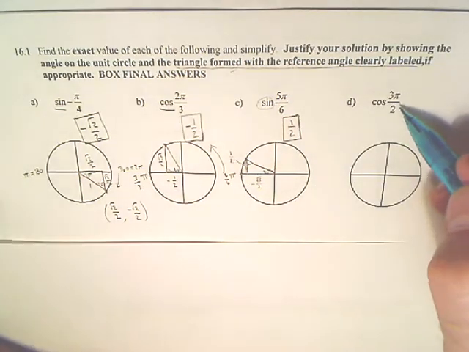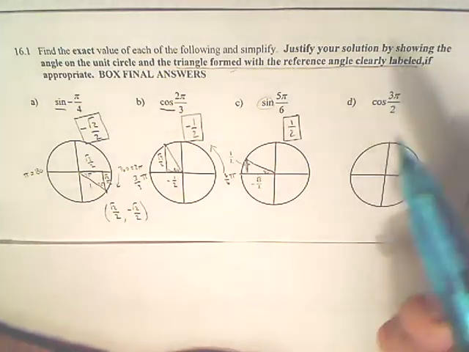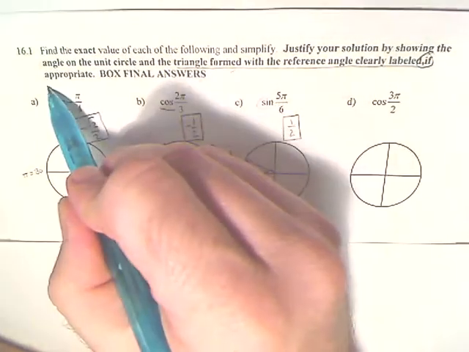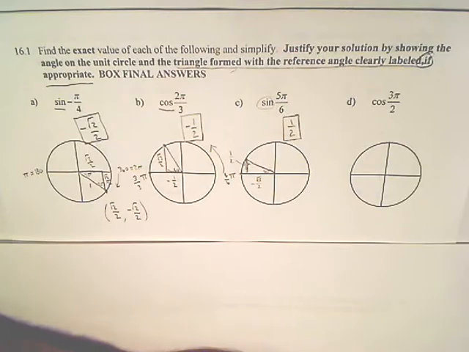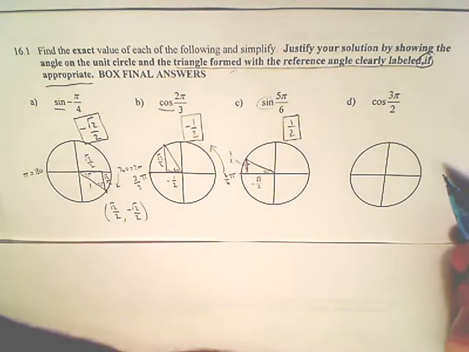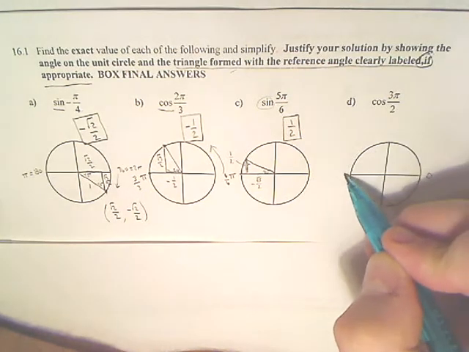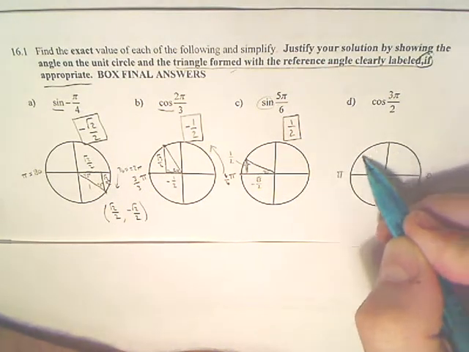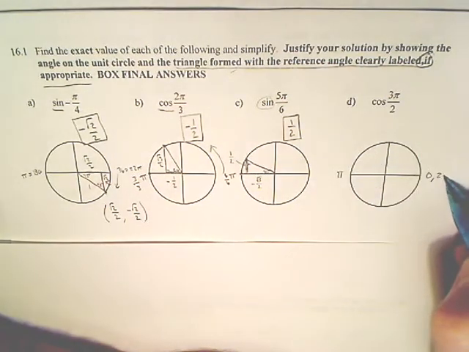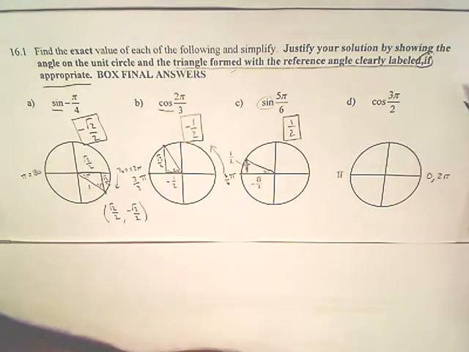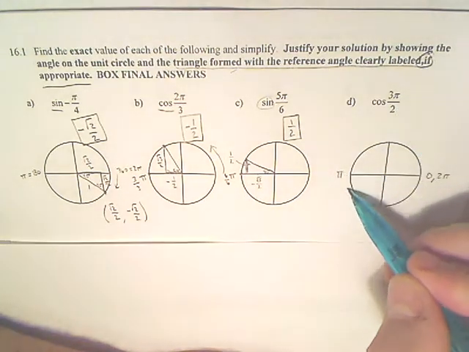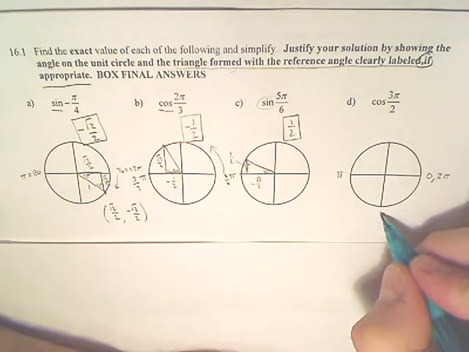Now, 3 pi over 2 is not a triangle, and that's why it is not appropriate to make a triangle for this particular problem. Here's 0. If we work in a counterclockwise fashion, we get to here, which is pi. If we made it all the way around, we get to 2 pi. We need 1 1/2 pi. So 1 1/2 pi is here. Straight down is 3 pi over 2.